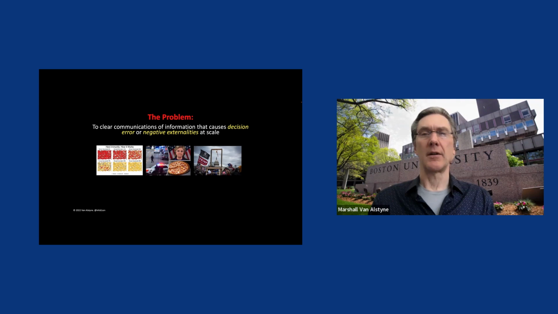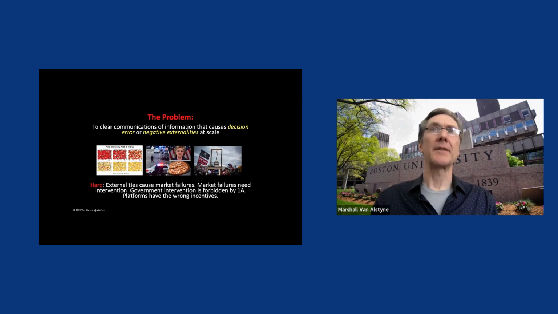To articulate the nature of the problem in this context, externalities cause market failures. Market failures require interventions. Government intervention is forbidden by the First Amendment in the United States and by convention in much of the Western countries. And platforms have the wrong incentives. They are maximizing engagement and not dealing with the externalities that happen off platform.